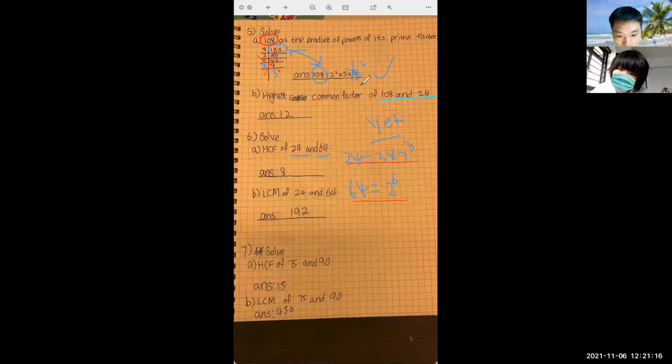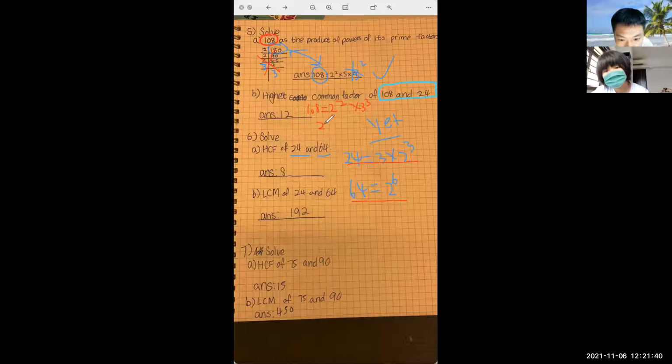You need to change your 108 to, let's say, 2. Then you have 54. Then you have 2 again. 2 squared and 3 cubed. Okay, good. So let me just write it down and help you check.